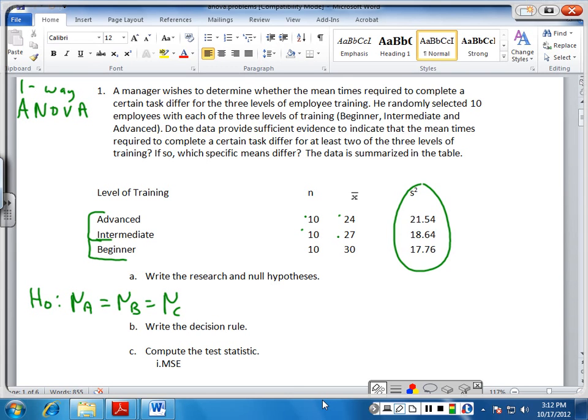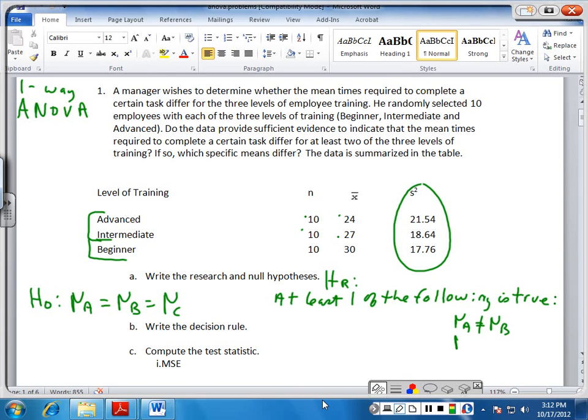The research hypothesis, HR, is that at least one of the following is true. Mu A not equal to mu B, which, by the way, if that is true, mu A is not equal to mu B, then H0 is not true.